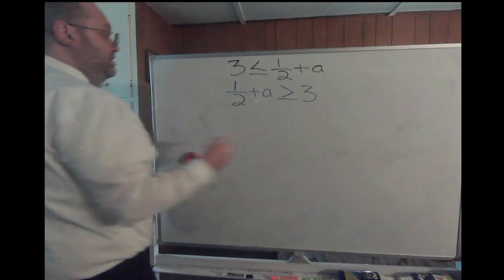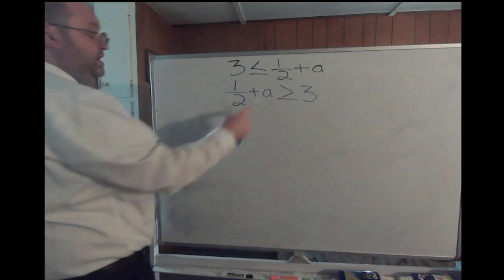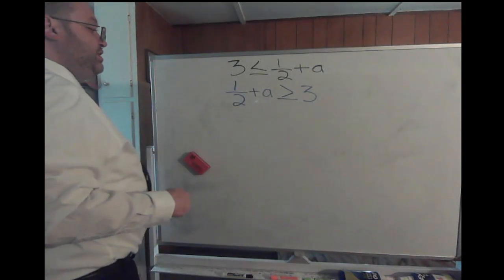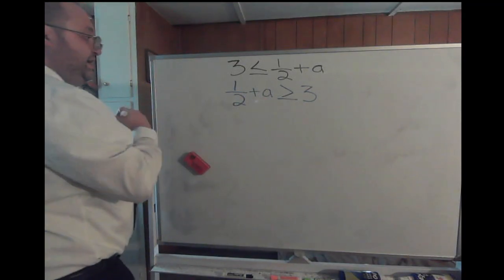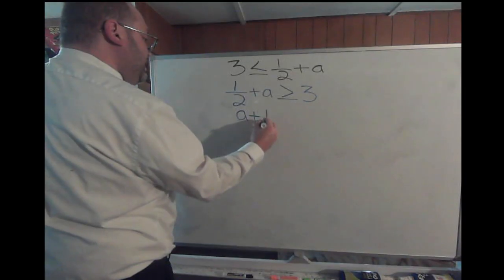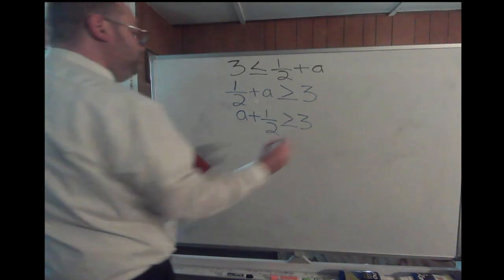You got to flip the sign from less than or equal to greater than or equal to 3. Because if 3 is less than or equal to 1/2 plus a, that means 1/2 plus a is greater than or equal to 3. Now, if I were you, I would use the commutative property of addition with that 1/2 and a, switch those two around. So you'll get a plus 1/2 is greater than or equal to 3.